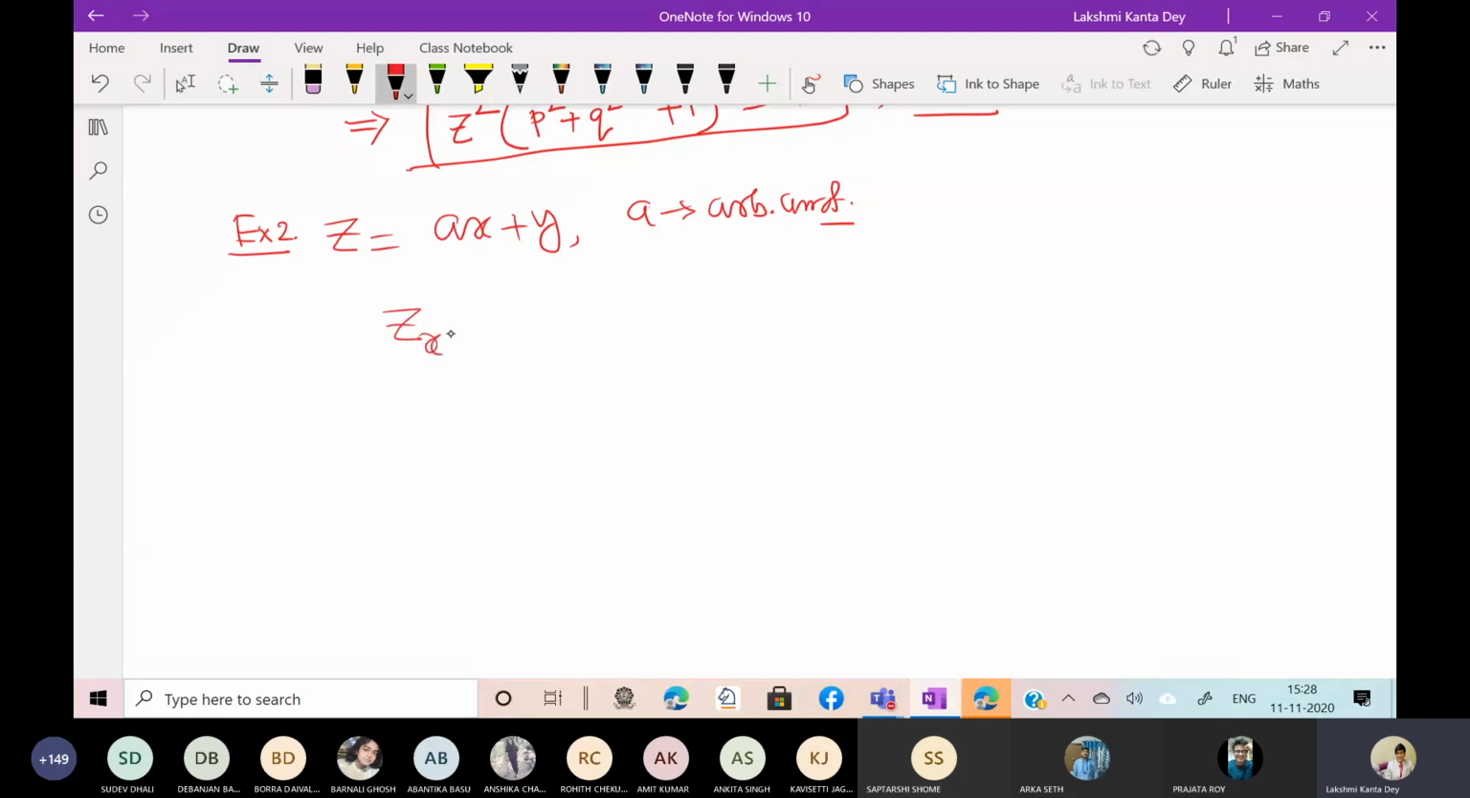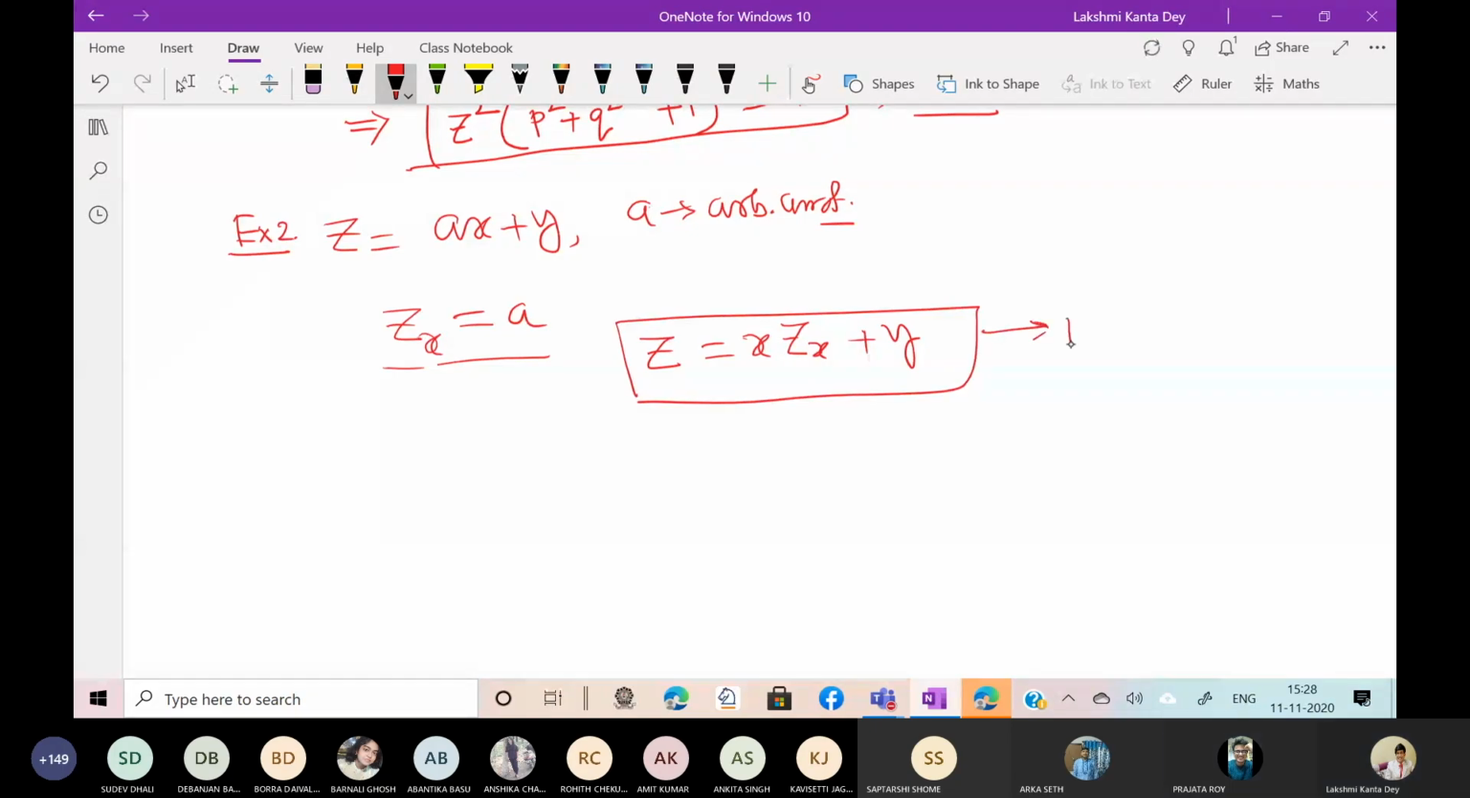One is z x is equal to a. If we put it in, this is your number 1, because only a we have to find. So z is equal to z x times x plus y. This is one possible PDE. And z y is equal to 1 here. Can you say this is also a PDE? There is no arbitrary constant involved. This is another PDE. Can we say yes or no? No, sir.